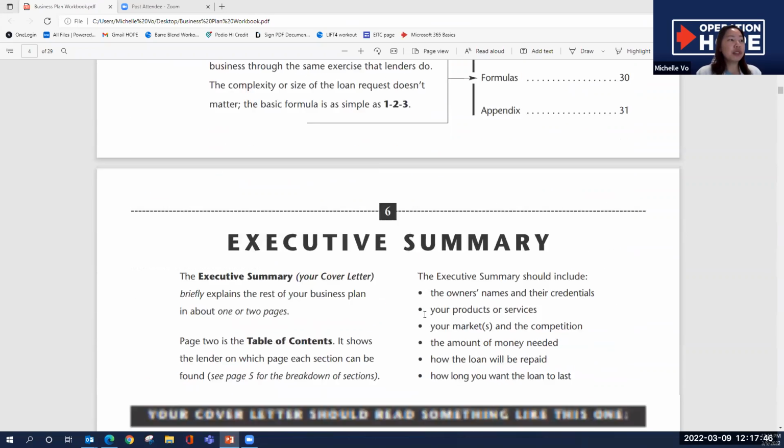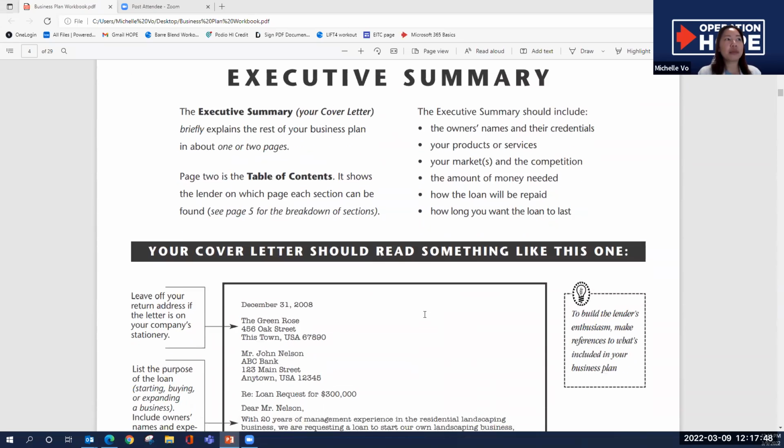So we are moving on to one of the crucial parts of the business plan, which is the executive summary. The executive summary is basically your cover letter. Whenever you apply for a job, you want to have a really beautiful cover letter. Same thing when you apply for a loan or ask for funding from other investors: you want to have a nice cover letter. We call it the executive summary.